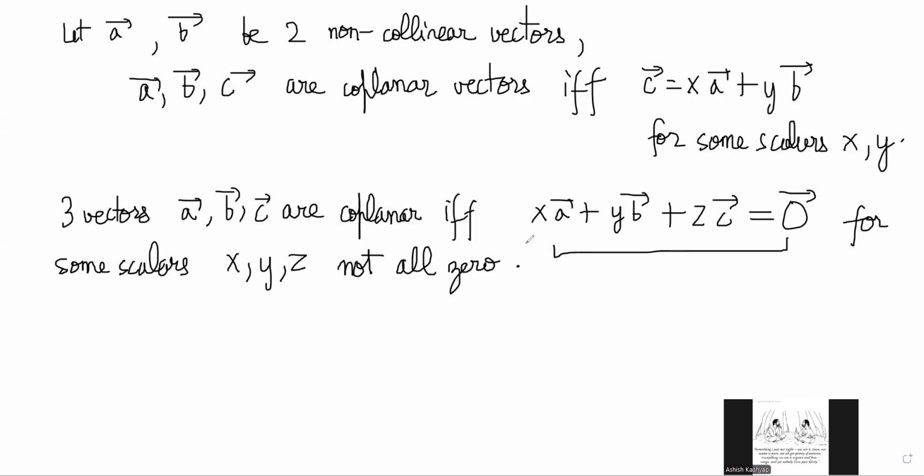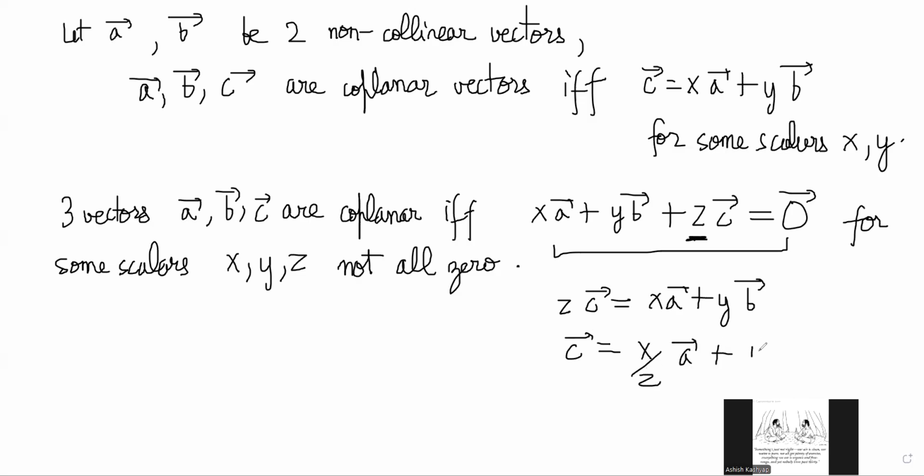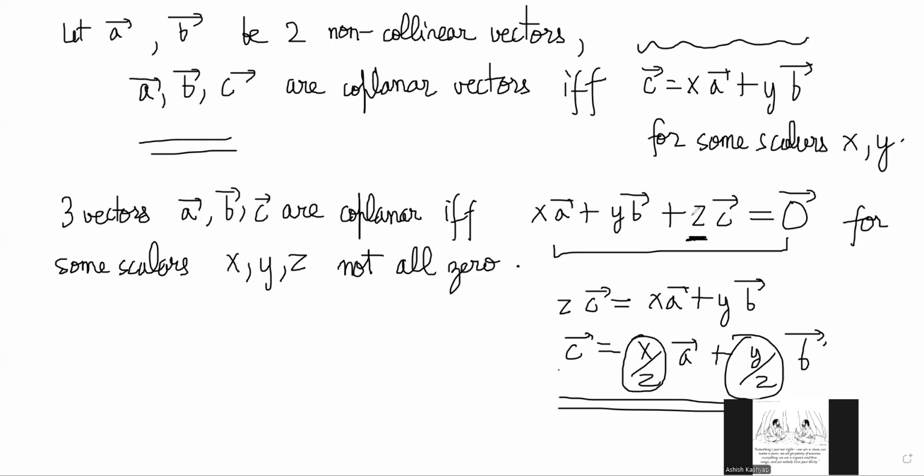Why am I saying that not all 0? Because if one of them is non-zero, let's say z is non-zero, then that means z times C can be written as xA plus yB, and therefore C can be written as x by z A plus y by z B, right? And these are real numbers. So we are able to say that C is a linear combination of A and B, and therefore A, B, C are coplanar by this property, right? If all three are 0, then you will not be able to write one of them in terms of the other two, right? So in that case, we cannot say that they are coplanar, right?